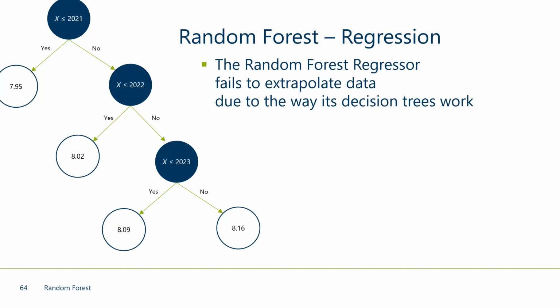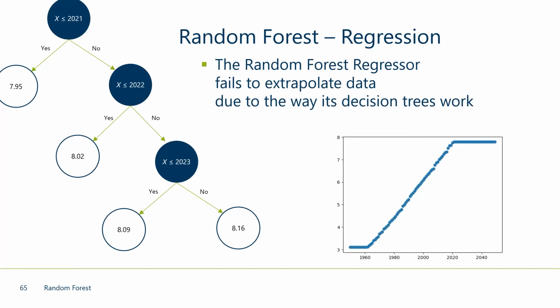The Random Forest Regressor uses decision trees just like the Random Forest Classifier does. In this illustration, only the years are considered as an input feature to keep it simple. The last split says that if the year is 2023, the model should predict 8.09. And if the year is higher than that, it should predict 8.16. Now, it does not matter how far we go into the future, it will always predict 8.16. Sure, this figure is simplified a lot, but it should just illustrate the underlying problem. Due to that, the Random Forest Regressor struggles to extrapolate data. So sometimes a simple linear regression might already do the job.